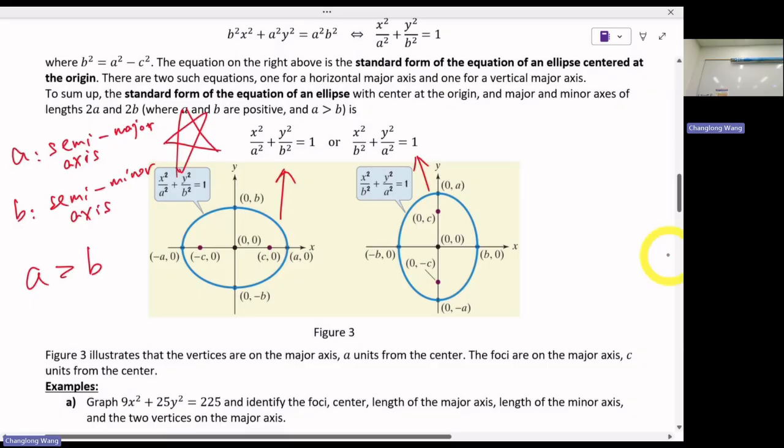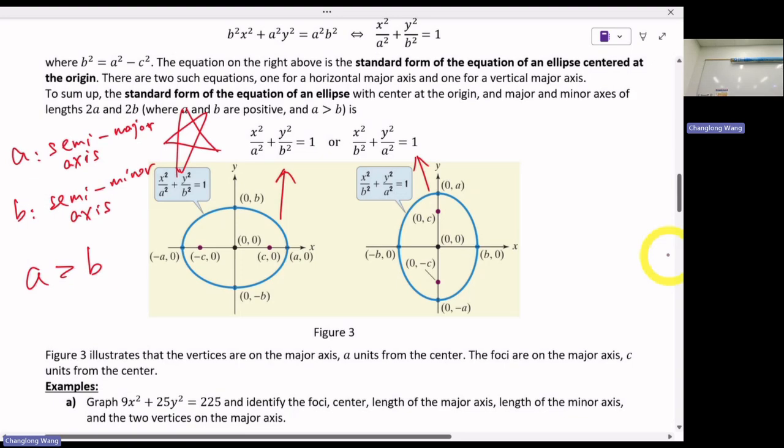By A units, you're reaching the two vertices, right? Going up and down by C units, you're getting the two foci, but horizontally, to the left and right by B units, you're getting the two endpoints of the minor axis. Okay, nothing hard to remember, right, or to comprehend them. But the problem is there might be a lot to keep track of.